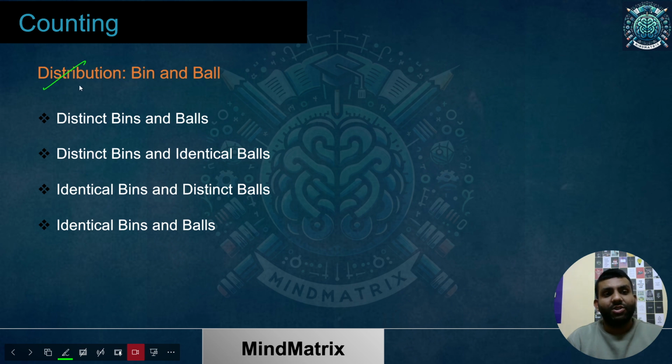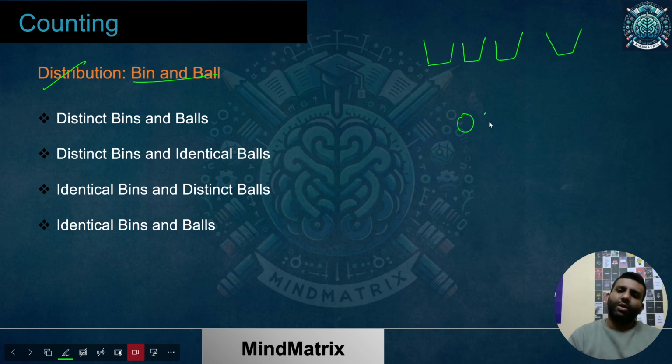So what is this distribution and bin and ball stuff? Bin and ball is the overall general term which we use over here. So it's like you have some bins, and you have got some balls, which you need to put in these bins. So you're kind of distributing these balls among these bins.